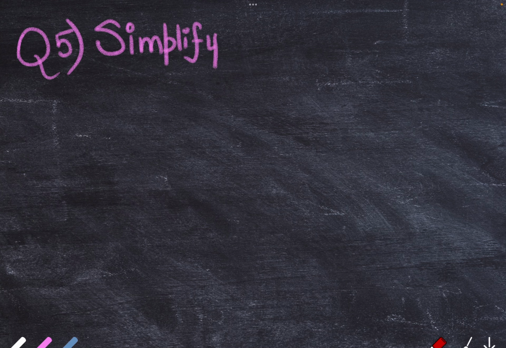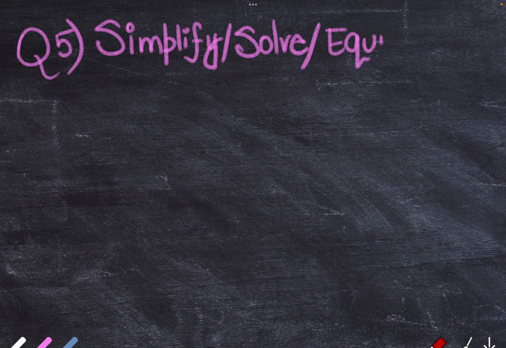All right, question number 5. Same thing. Remember the terms: simplify, solve, or equivalent. Equivalent has come from the word equal. Something that is similar and equal to the given expression is what we solve and calculate.